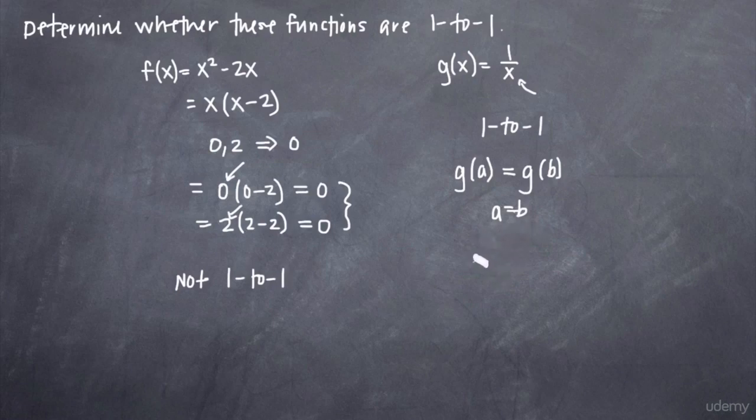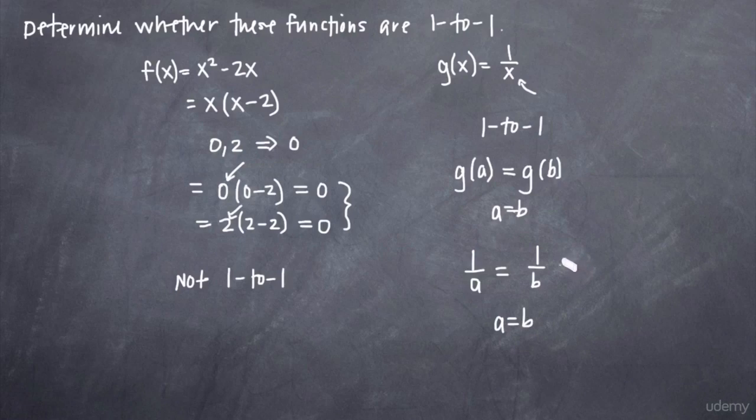So what we say here is if we plug in a for x and b for x and set those equal to each other, we'll get 1 over a equals 1 over b. So you're just plugging in a to your function, plugging in b to your function, and then setting those two things equal to one another. If you can do that and then solve this equation to get down to the exact equation a equals b, then you know that your function is one-to-one.